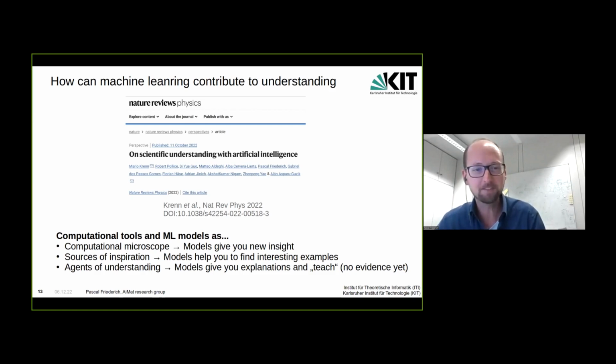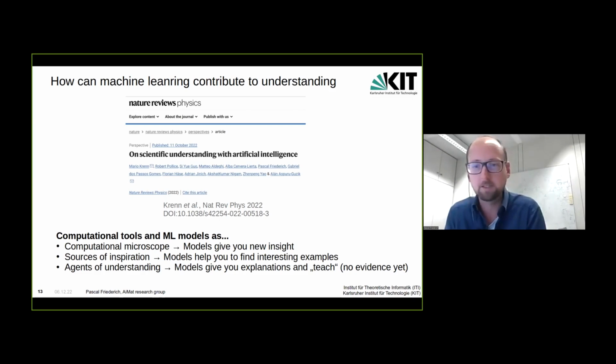The last group of things that we kind of hoped for, but we didn't really find any evidence yet in the stories that we were told, was that the models are actually acting as agents of understanding themselves. And that would mean that the models not only look at the data, but they actually give explanations themselves and can somewhat teach us.